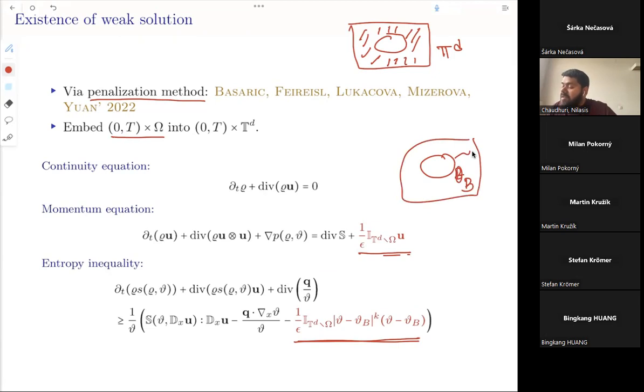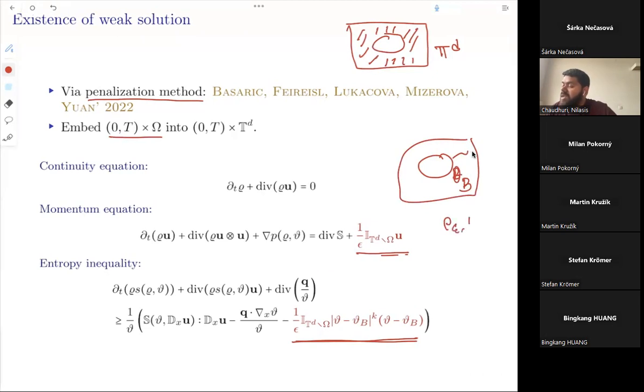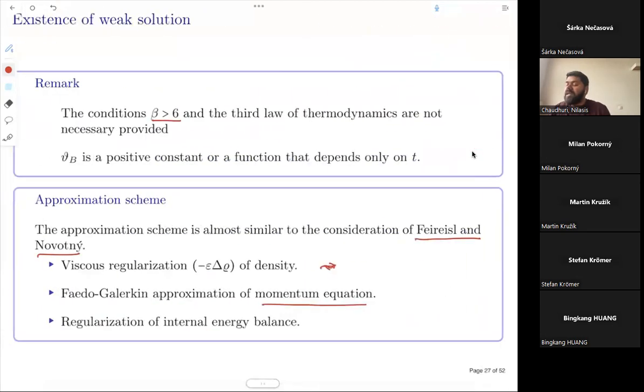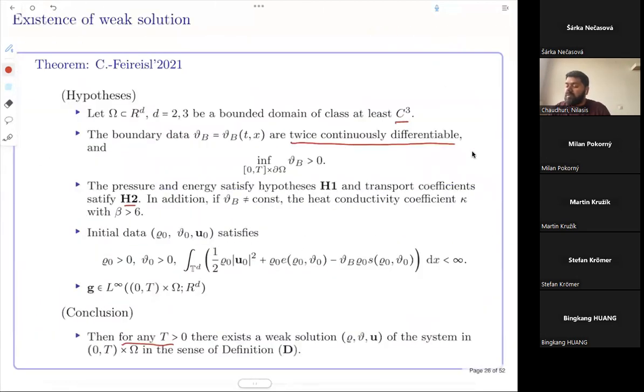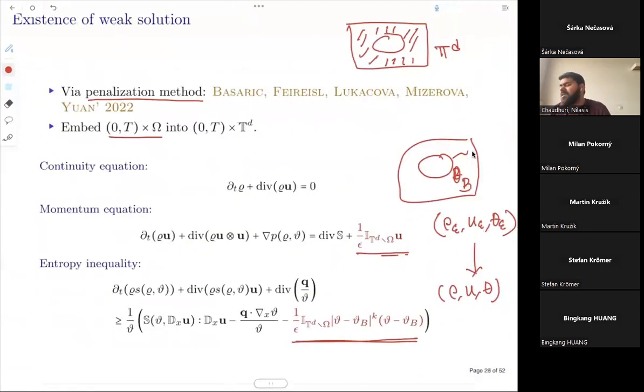And then you have this set of equations, rho epsilon, u epsilon, and theta epsilon, and eventually one shows that this goes to rho, u, theta, which is the solution of the same problem that we try to prove here. Obviously, there are some additional hypotheses, some minor changes you have to assume for theta b and everything. So this basically gives another proof of existence for the weak solution.